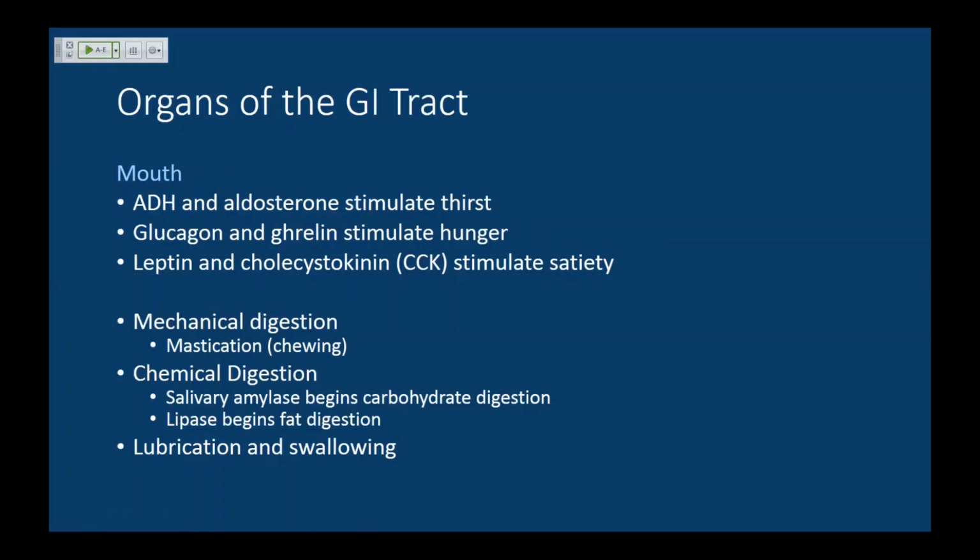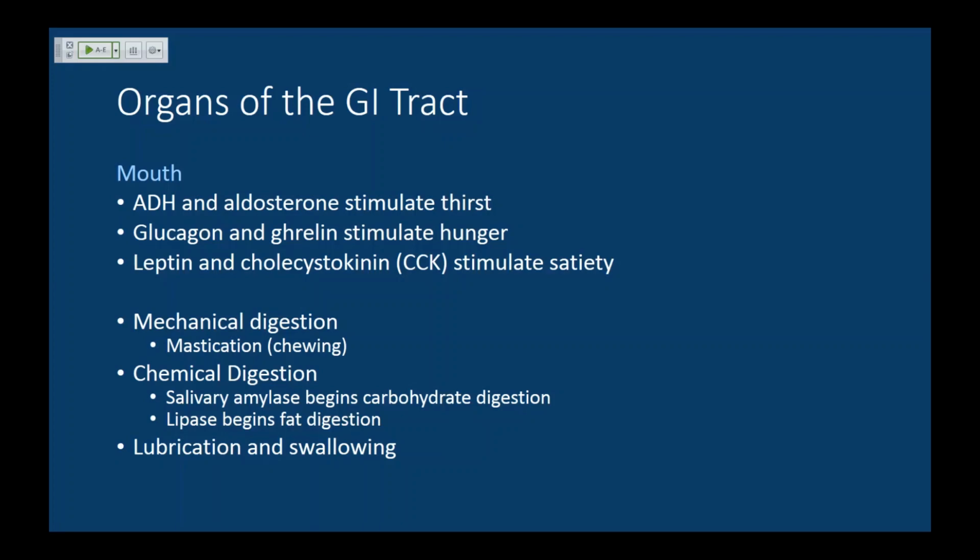Okay, so we're just going to go through the organs real quick. The mouth, this is how we eat food. Some important things: antidiuretic hormone and aldosterone stimulate our thirst and make us want to drink water. And glucagon and ghrelin stimulate our hunger and make us want to eat. And leptin and cholecystokinin stimulate satiety, or fullness, which prevents us from overeating.